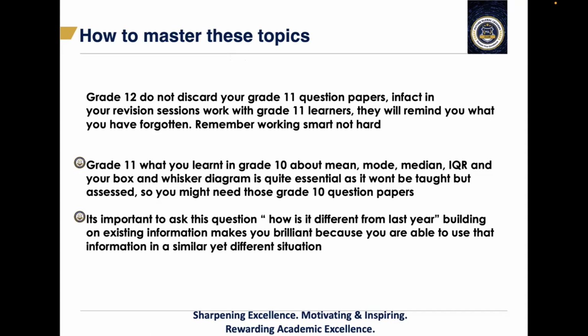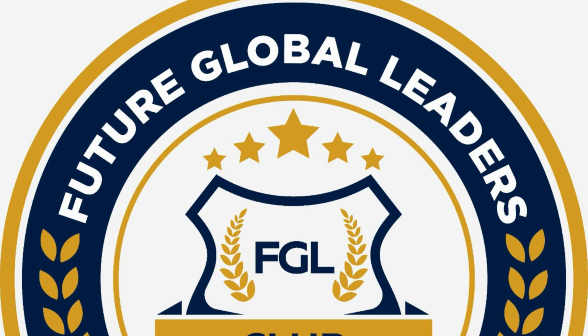The next one, it says that it is important to ask this question: how is it different from last year? Building on existing information makes you brilliant. So don't start from scratch, because the only person that gets to start from scratch is a learner that is doing grade R. So someone in grade R is building from nothing. That person still needs to be taught how to write, how to draw, and how to do all those things. But as someone who has a previous grade to reflect to, it simply means that build on the information that you have from the previous grade.